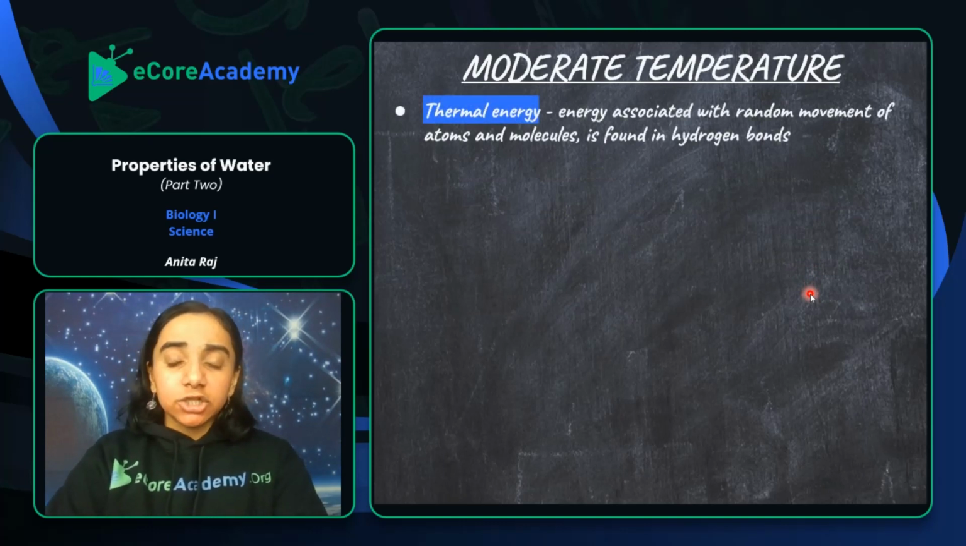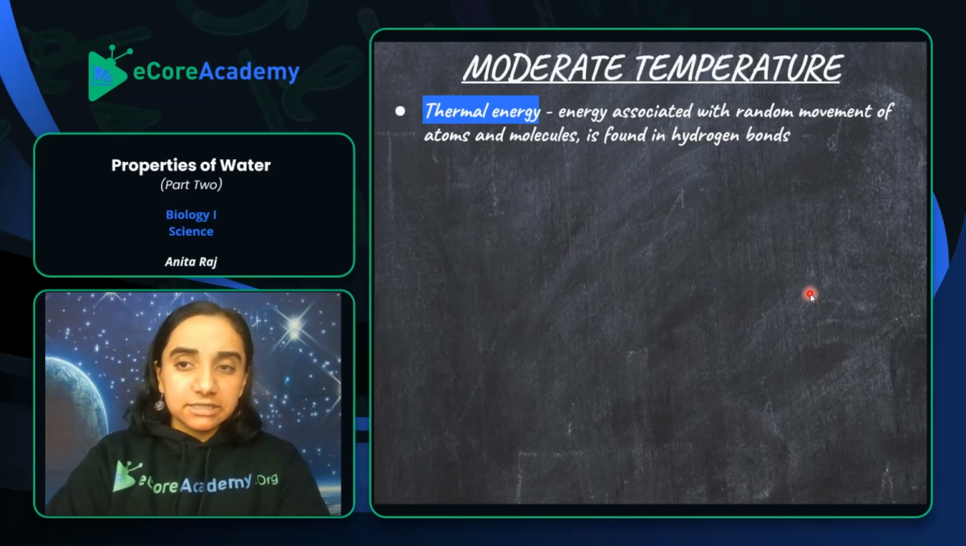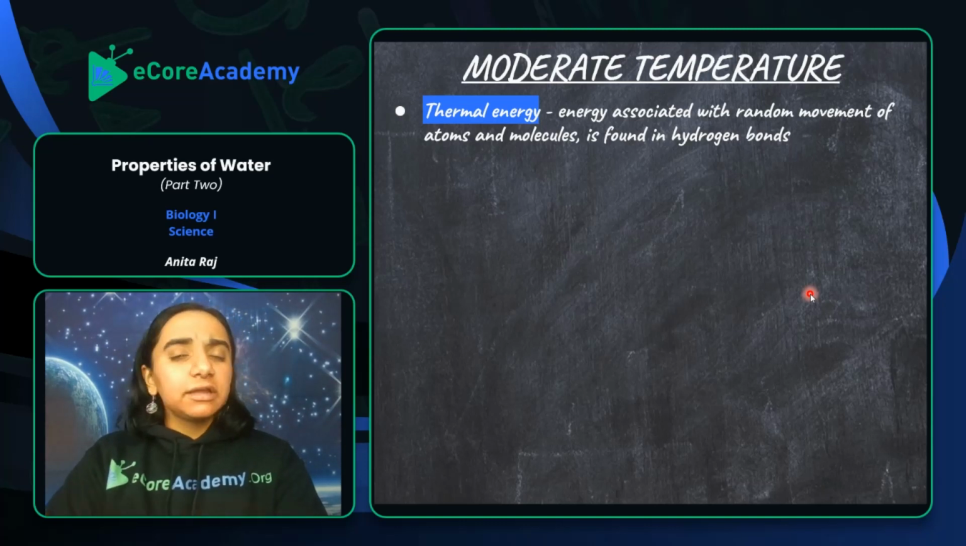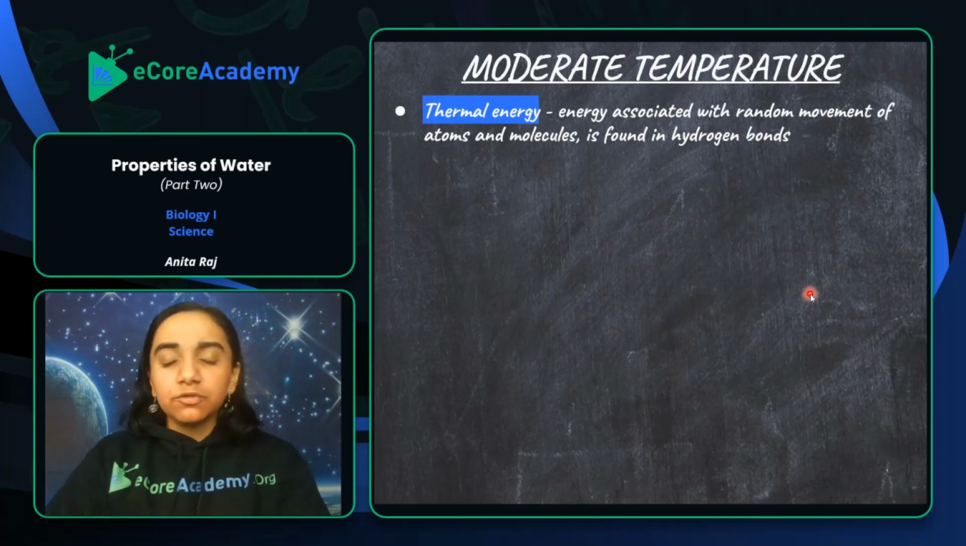Now let's talk about a characteristic of water directly related to hydrogen bonds, and this is how they moderate temperature. So first I want to talk about thermal energy. Thermal energy is energy associated with the random movement of atoms and molecules. It is found in hydrogen bonds. So think about liquid water, with the water molecules just moving past one another. They're randomly moving. As they randomly move, they're forming and breaking these hydrogen bonds, and they glide past other water molecules.